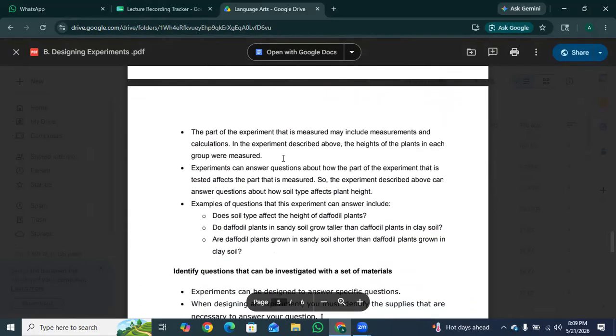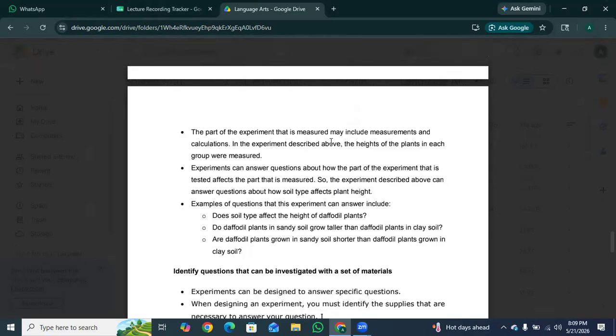The part of the experiment that is measured may include measurements and calculations. In the experiment described above, the heights of the plants in each group were measured. Experiments can answer questions about how the part of the experiment that is tested affects the part that is measured. So the experiment described above can answer questions about how soil type affects plant height.